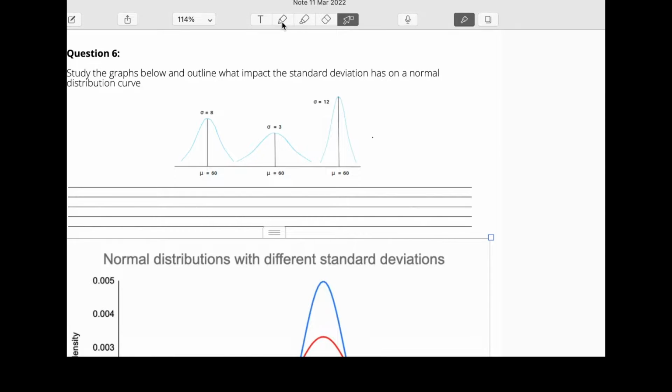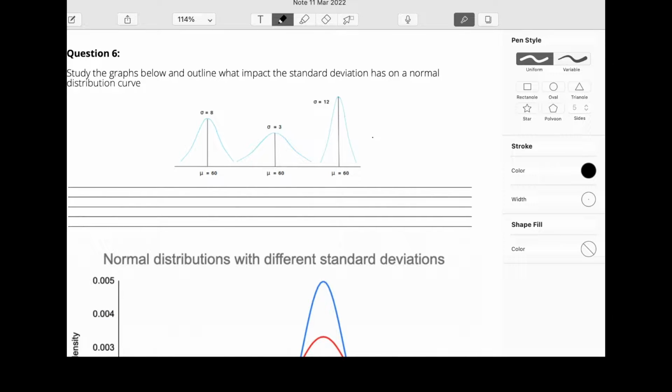Alright, in question 6, we're asked to study the graphs below and outline what impact the standard deviation has on a normal distribution curve. And there was an error in the question. Hopefully you spotted it, but if you didn't, I'll talk you through it now. The numbers were labelled incorrectly, and I didn't catch that. So I'm going to label them correctly for you now.